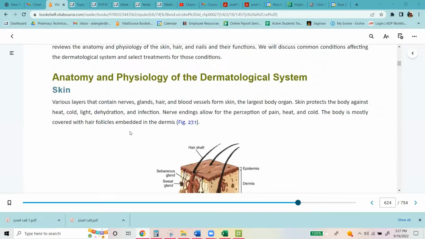Skin, the largest body organ, has various layers that contain nerves, glands, hair, and blood vessels. Skin protects the body against heat, cold, light, dehydration, and infection. Nerve endings allow for the perception of pain, heat, and cold. The body is mostly covered with hair follicles embedded in the dermis.